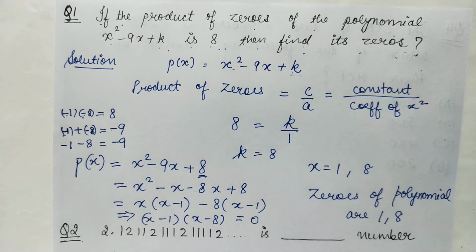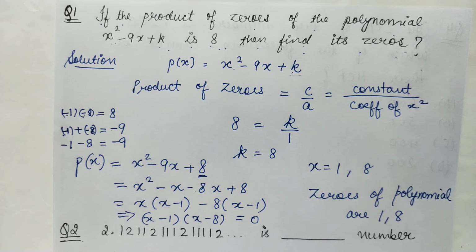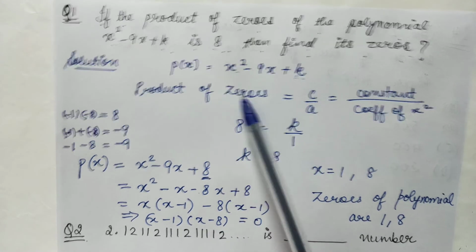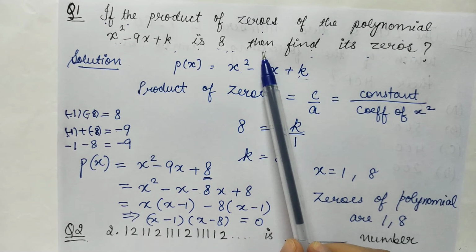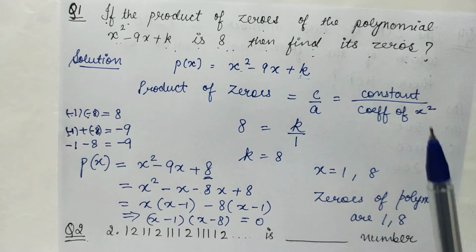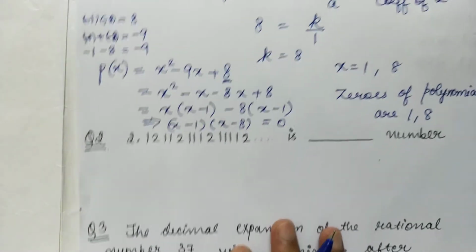These types of questions are asked in Olympiad exams or in board exams also. So you have to go through these types of questions also. Here, the sum of zeros may be given to you, or anything else may be given, and you can find the zeros. Okay, now we move on to the second question.